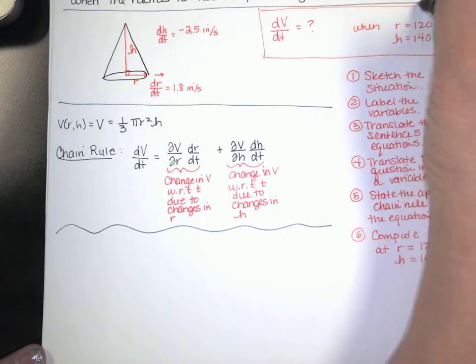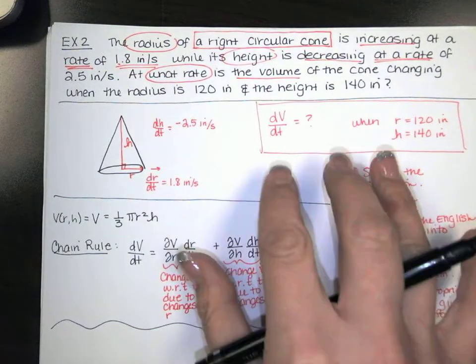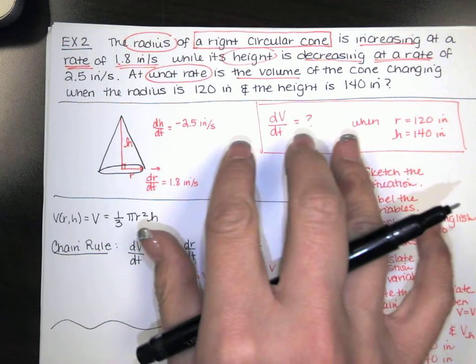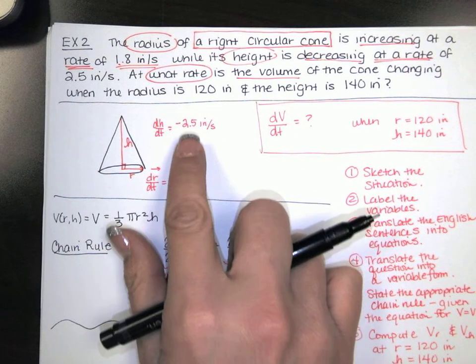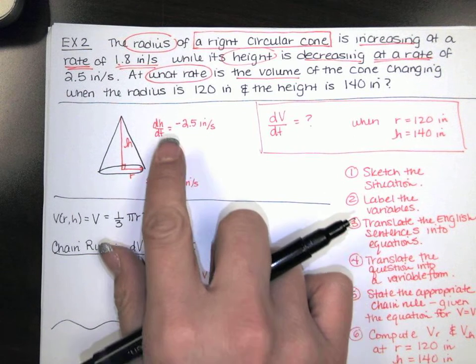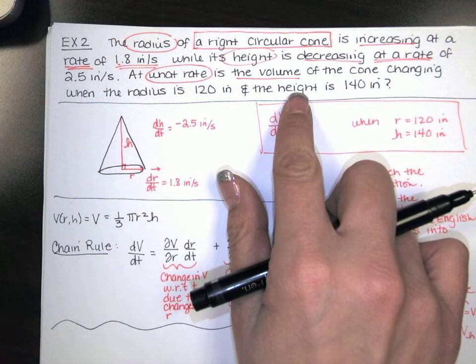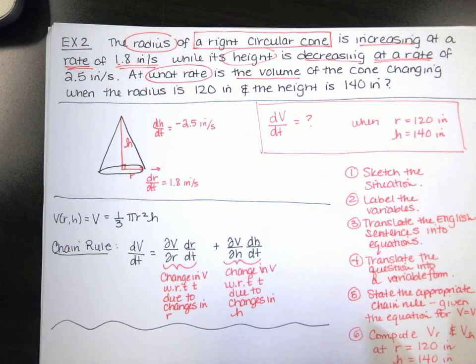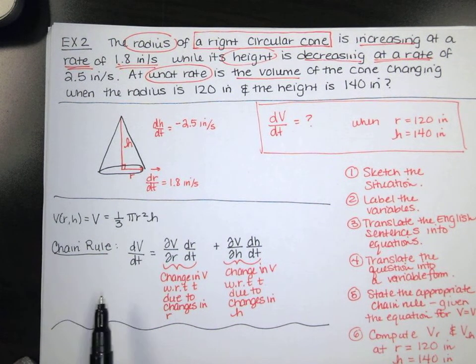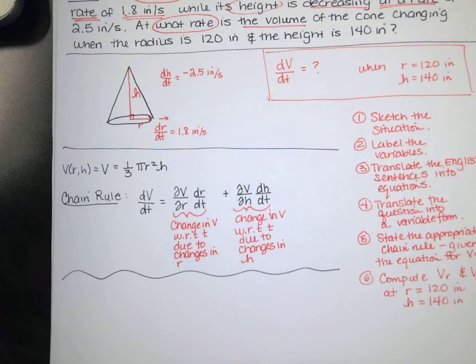Actually, I should put a line up here. So that was the question, and then this is us sketching a picture, translating English sentences into equations or statements involving our variables, the variables in the question, and then we're taking that question and translating it into a question that we can answer mathematically. Then we stated the appropriate formula of our volume, and then we stated the chain rule, and now we're going to use it to answer the question.